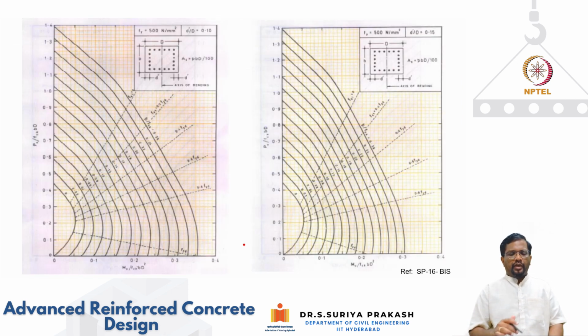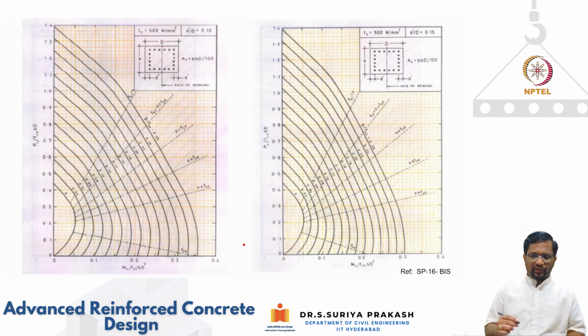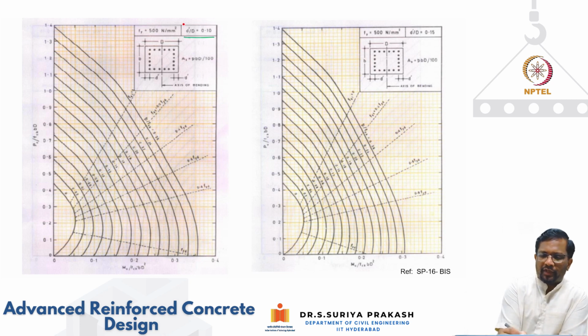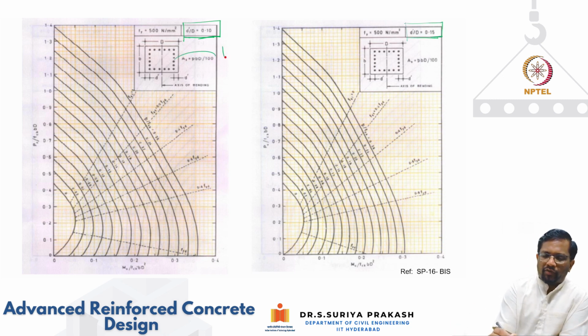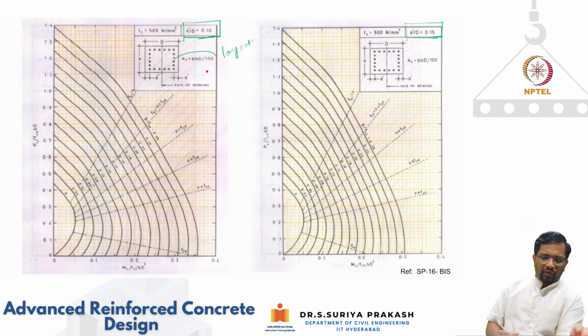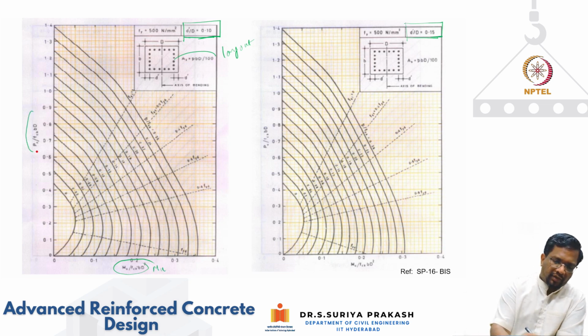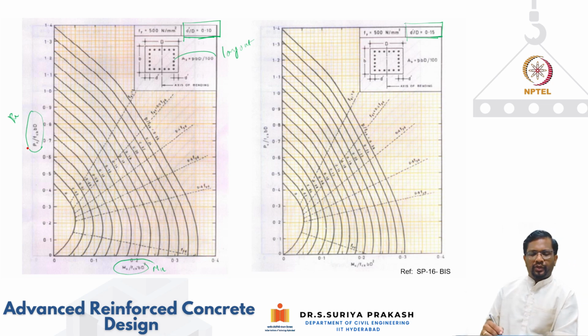Now let us see how we get these values. We are looking at this chart for d prime by d of 0.10, and this is another chart for d prime by d equal to 0.15. So this is the layout of steel for which these capacities have been derived. In the x-axis you have Mu by fck b d square, that we write as small mu, and in the y-axis you have Pu by fck b d, in other words, basically small pu. We get these ratios so that we can use the chart.